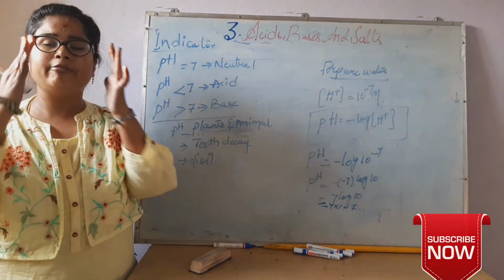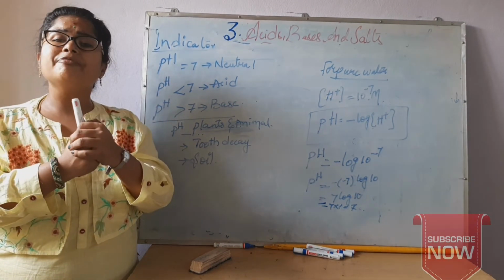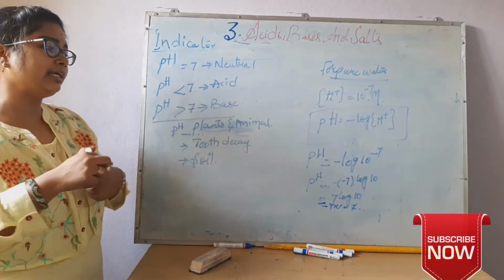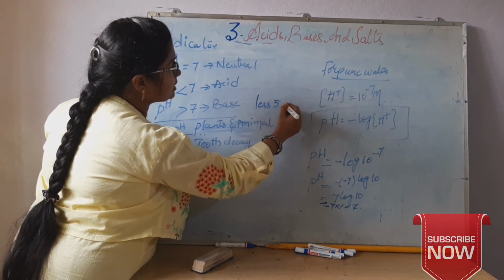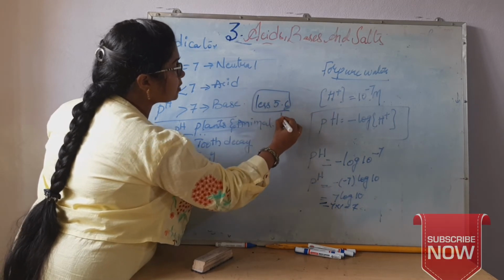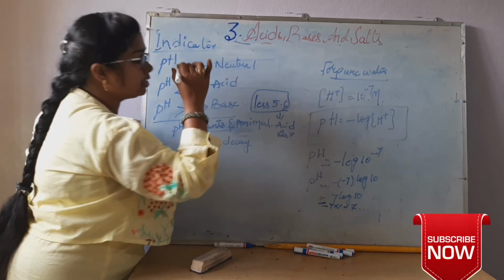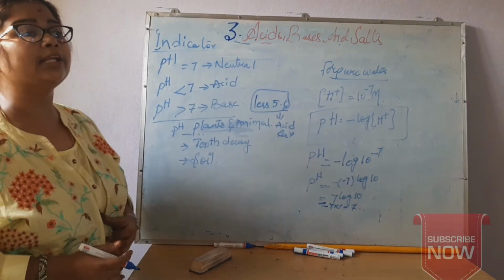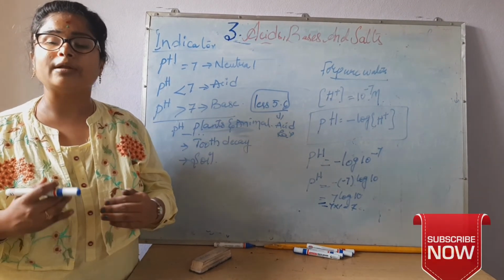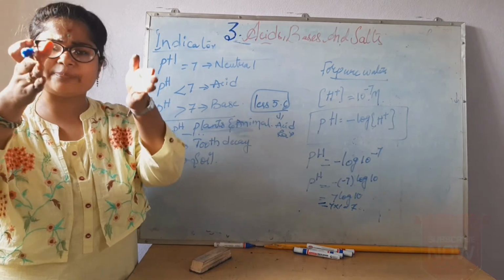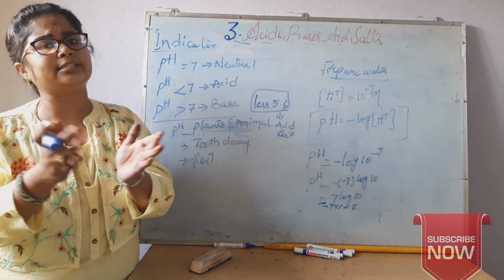The living organisms will live in a narrow pH range. If the pH level of the rain is less than 5.6, what happens? It is called acid rain. It will damage a lot. Not only that, the pH value in your body also you need to maintain properly. Only under a narrow pH range does it stay balanced. If it is more or less, it will be a problem.